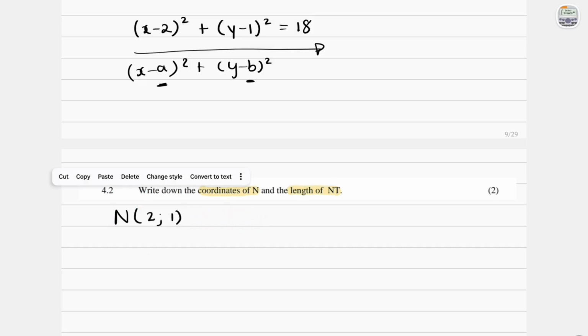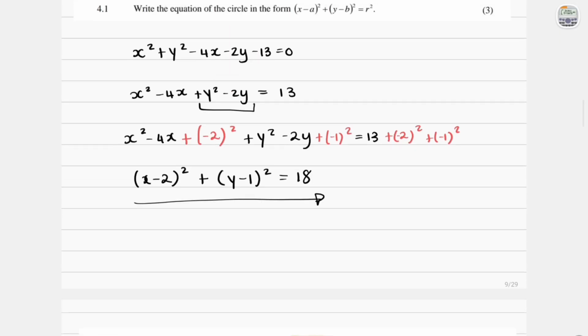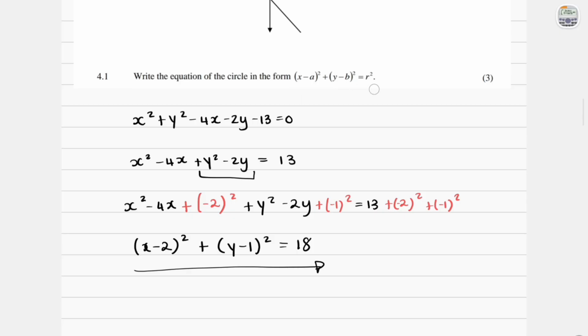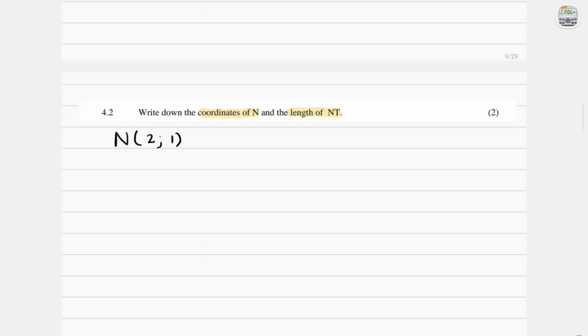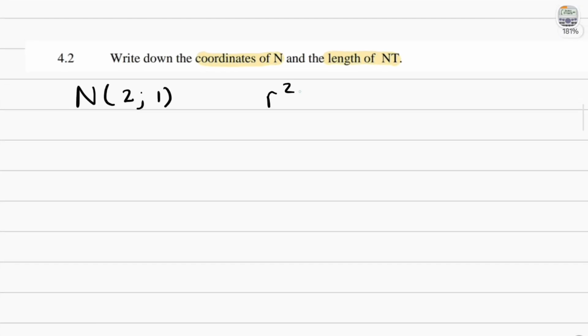Now for the length of NT, the radius of the circle, this part is r squared. Okay, as you can see, they already wrote it in this format. r squared is 18. So if we know that r squared equals 18, then r is equal to the square root of 18, which is, we have a 9 here.